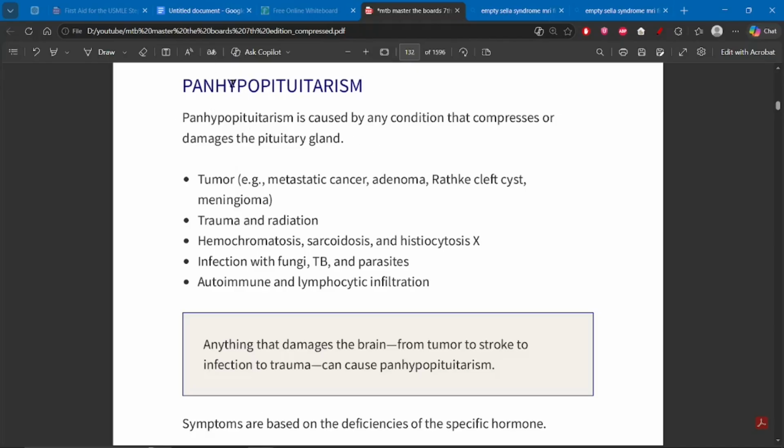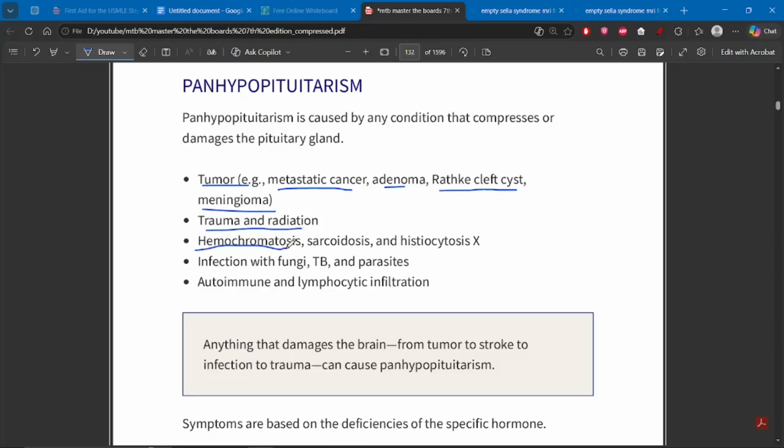Of course, evident by its name, it means that everything is low because it originates from the pituitary gland. So, what could be the cause? Tumor, which is an obvious cause. It could be a metastatic cancer, an adenoma, a Rathke cleft cyst, or a meningioma. So these can cause panhypopituitarism. Trauma and radiation, of course, can cause it.